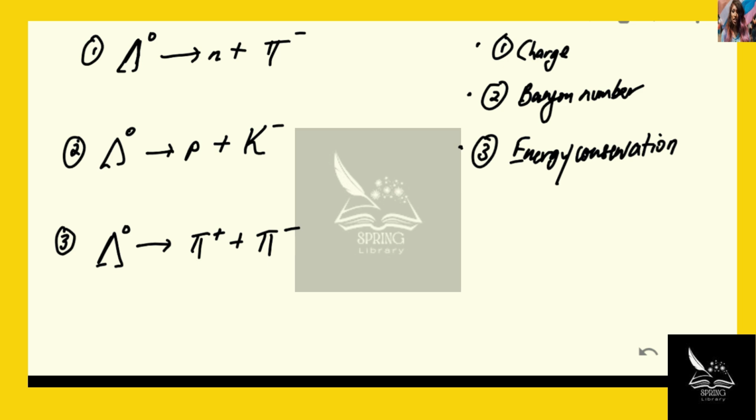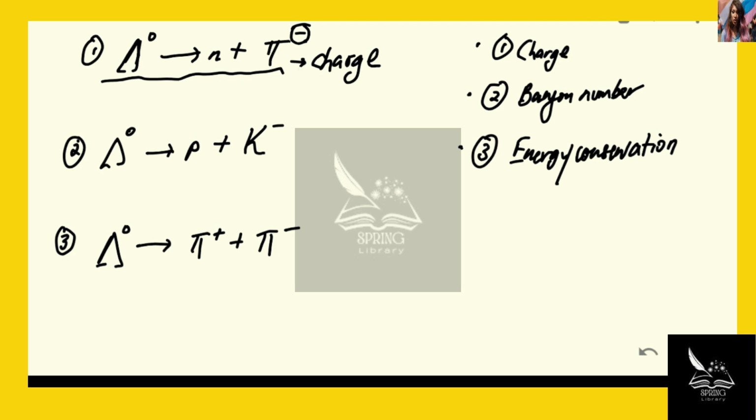So let us start off with the first reaction over here. We're gonna look at the charge first. So it is neutral, right? The lambda baryon is neutral. The neutron is neutral, but our pion in this case is a negative pion. Right, so you can see that the charge is not conserved because the right hand side has a charge of -1. So in this case, it is violating the conservation of charge.